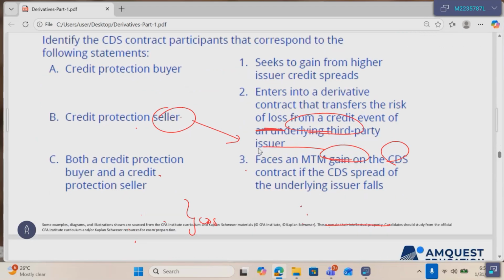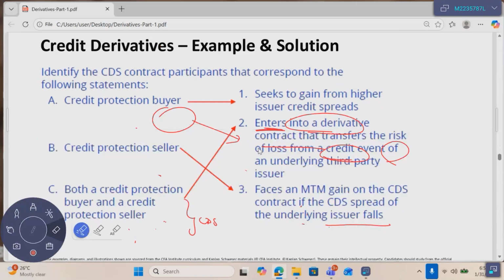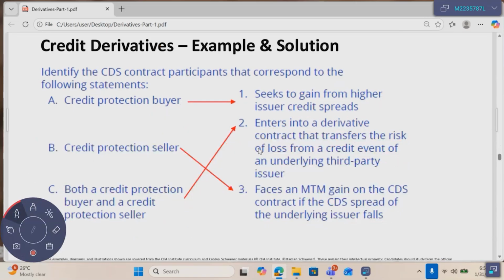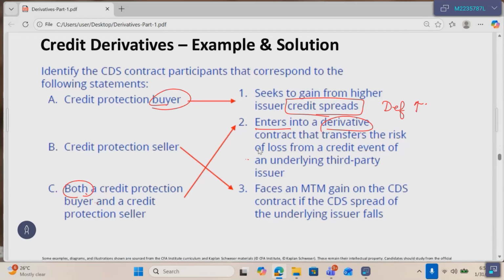Let me just put it from here. Okay. So both people I mentioned enter into a contract, correct? Both of them enter into a contract to transfer the loss or gain, right? The buyer is the person who will always gain, because if the spread increases, that means the chance of default will increase, and who will get the money from default? The buyer. So the buyer will gain if the default increases.